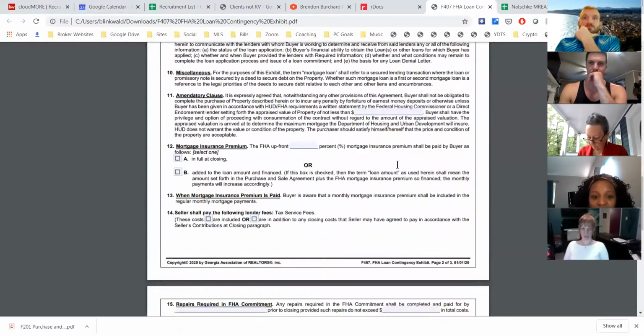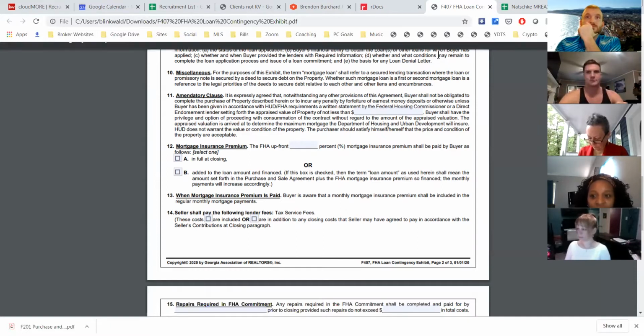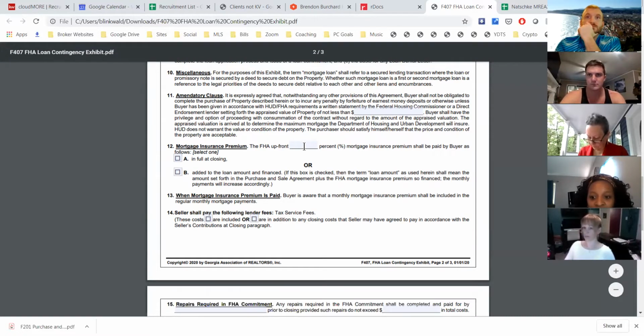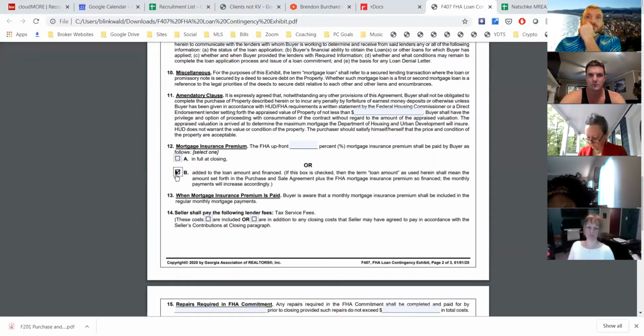Okay. Here, number 12, FHA requires something called an upfront mortgage insurance product. I'm going to have to make this quick. That's 1.75%. It is typically added to the loan amount, meaning not paid up front. Okay, so typically it's 12B.